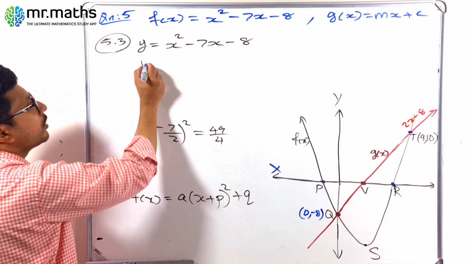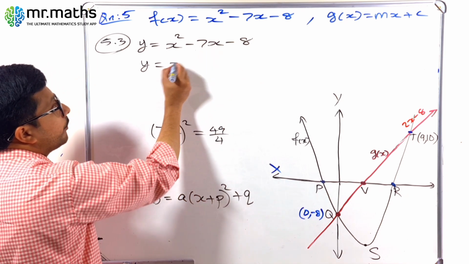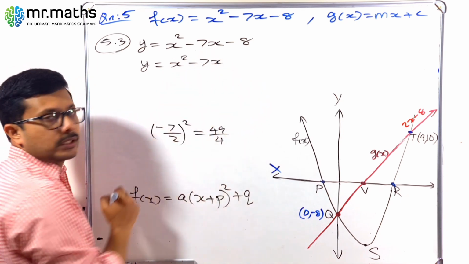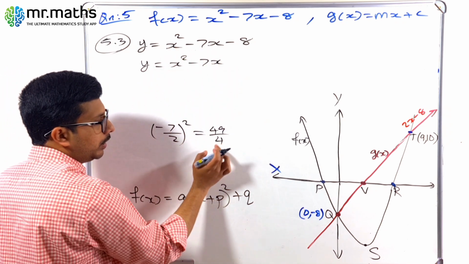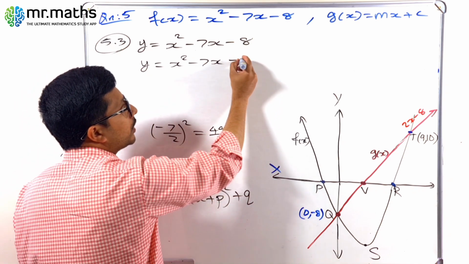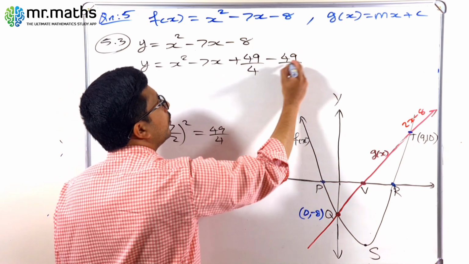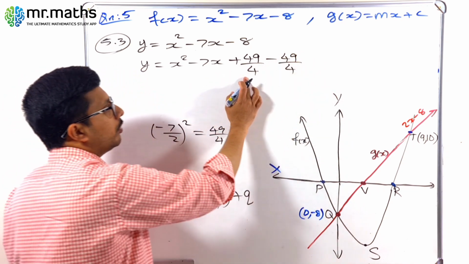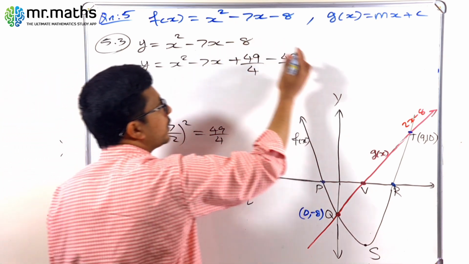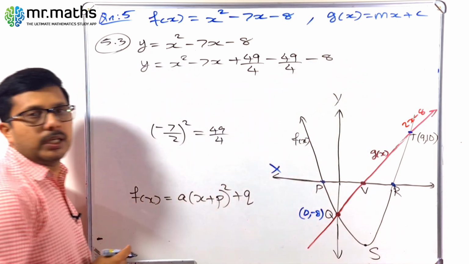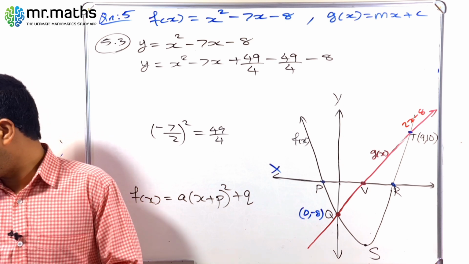Now you have to write the first two terms, x square minus 7x. Then look at what I am going to do here. The answer is 49 over 4, so plus that 49 over 4 minus that 49 over 4. So 49 over 4 minus 49 over 4 is 0. I didn't make any change. And there is a minus 8, don't forget that minus 8.